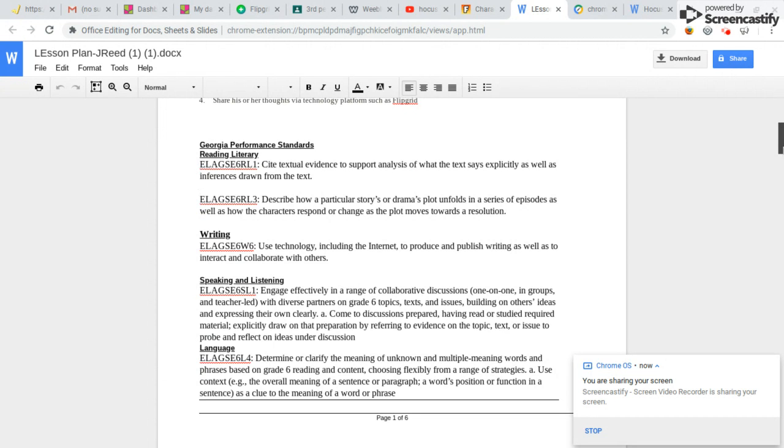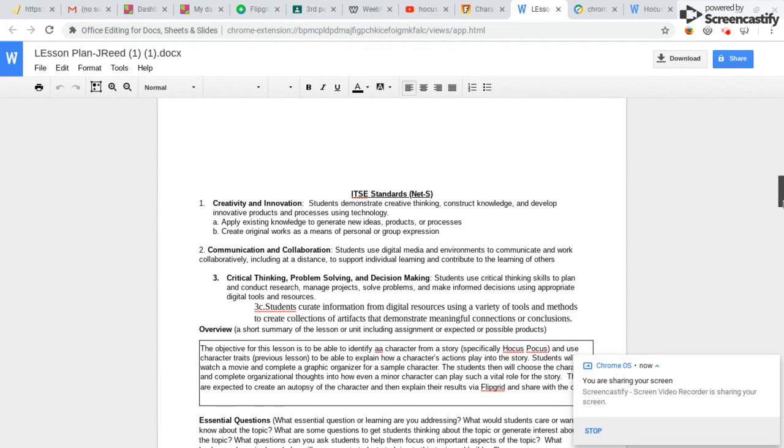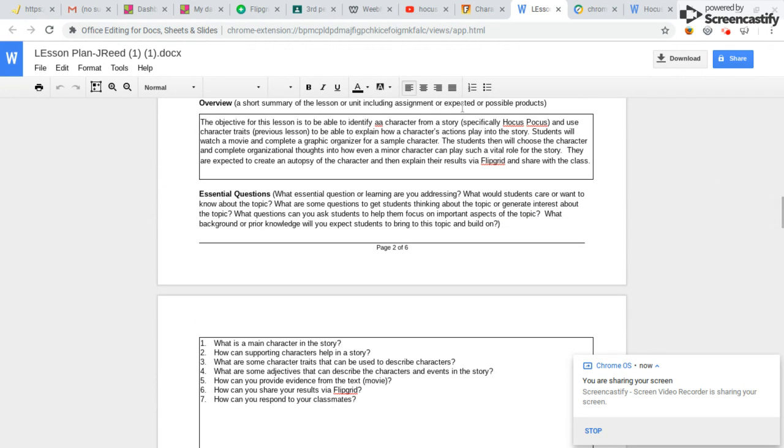I had some reading, literacy, writing, and speaking, listening, and language standards, and of course, you have your ISTE standards. The objective of my lesson was for them to identify a character from the story and figure out how the character's actions play into the story. They watch the movie as we discuss it throughout the couple of days. It's about a 6-day process. Then they come up with character traits to describe the character, very similar to Law and Order with the body.